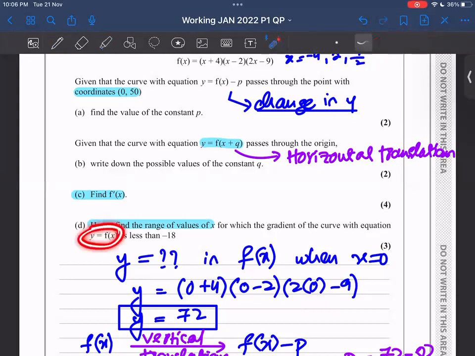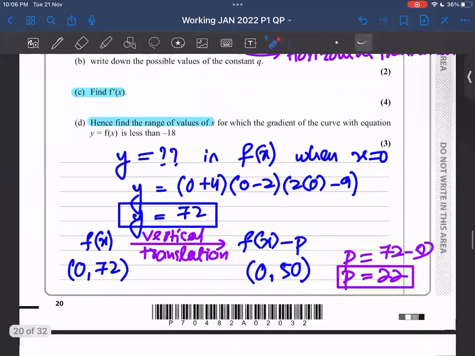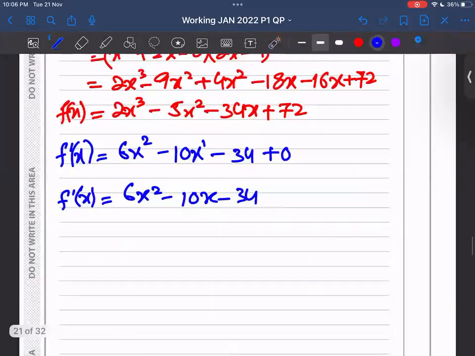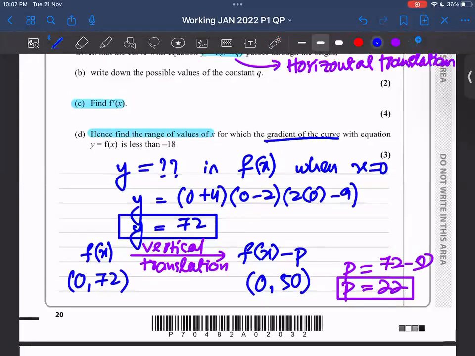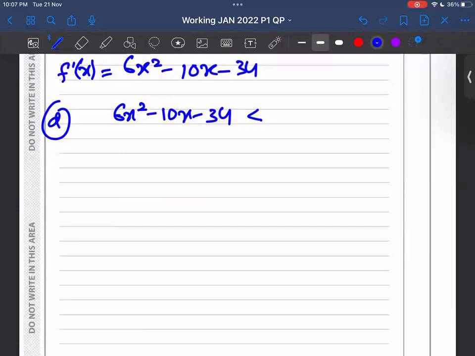What is the gradient of y equals f of x? That is f dash x, obviously. What is f dash x? You have previously found out f dash x, which is 6x square minus 10x minus 30. This is the gradient of the curve. The gradient of the curve, f dash x, is less than minus 18. So I put this condition, less than minus 18. I've used this condition now, and with this condition we need to find the value of x.